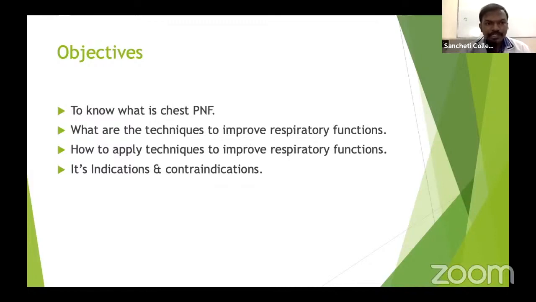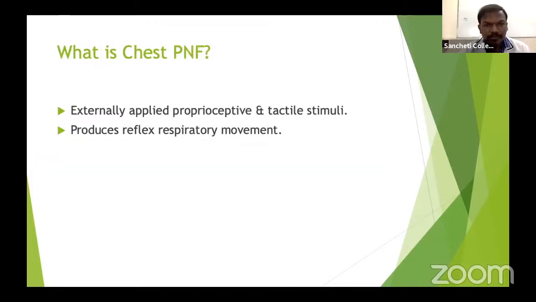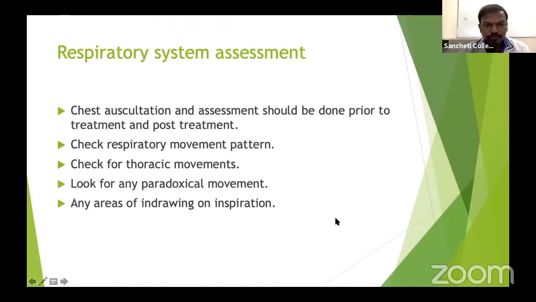Now, firstly, we will see what is chest PNF. Chest PNF is the externally applied proprioceptive and tactile stimuli, which produces reflex respiratory movement in the patient. So that is the chest PNF. Now, we are going to see what respiratory assessment you need to do before giving the chest PNF to the patients.